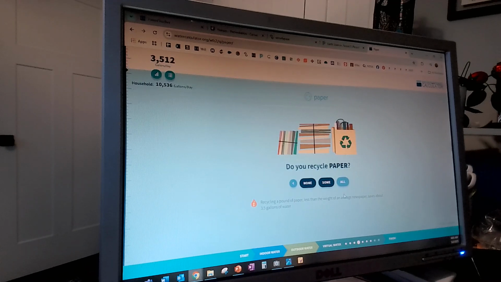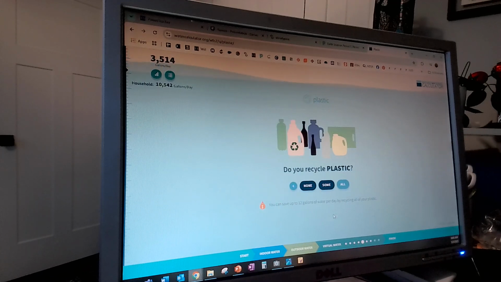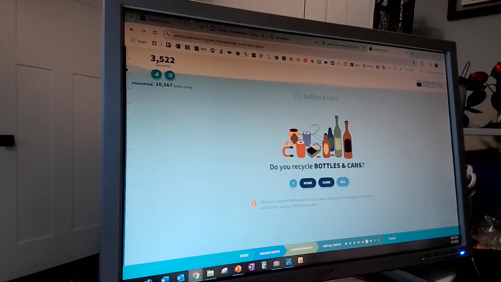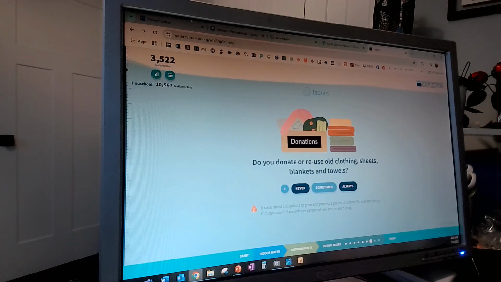Do you recycle paper? We recycle probably some of it. We don't recycle all of it, unfortunately. Do you recycle plastics? Again, some of it, not all of it, because for our recycling system to work here, we have to really clean it. And there are some things where I'm like, it's not worth it. Bottles and cans, we are really good at recycling our bottles and our cans.